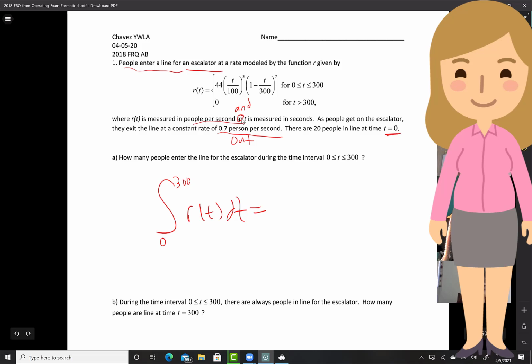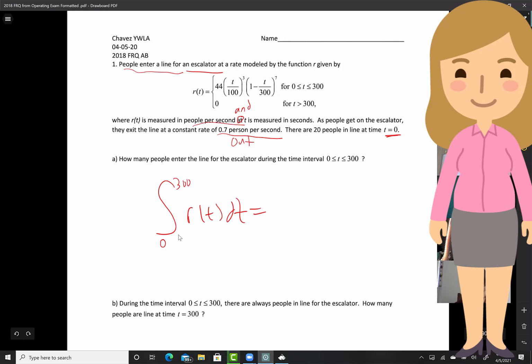Do we have any questions with that? Like, if you did not do this, did you guys need any hints, or do you guys need advice on how to figure out that it was this that they wanted? What I would always do, guys, is just use the units. R of T is people per second. The DT, remember, this means area under the curve. The DT is seconds. People per second times seconds is people. So this means people. So there it is.